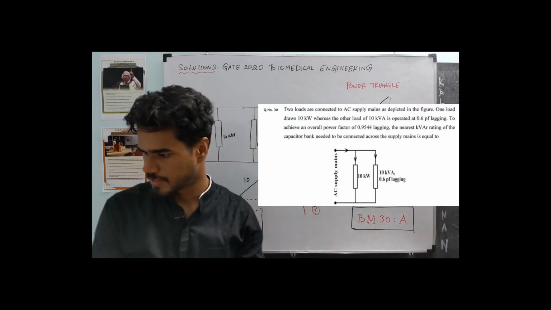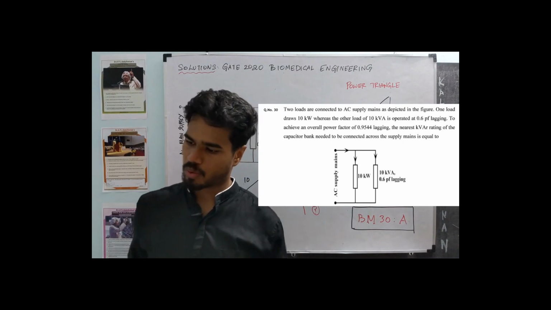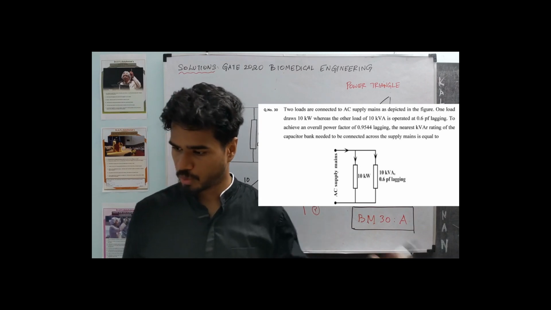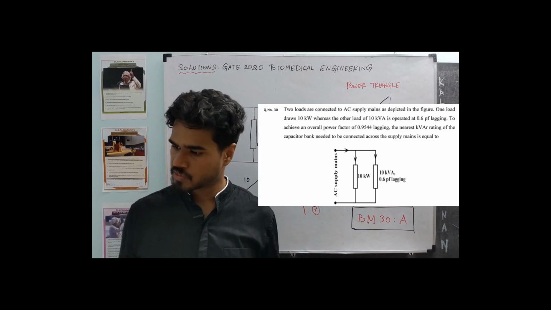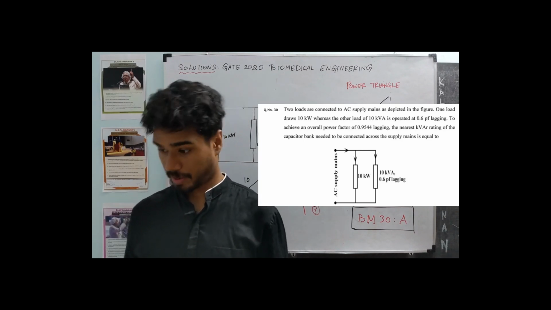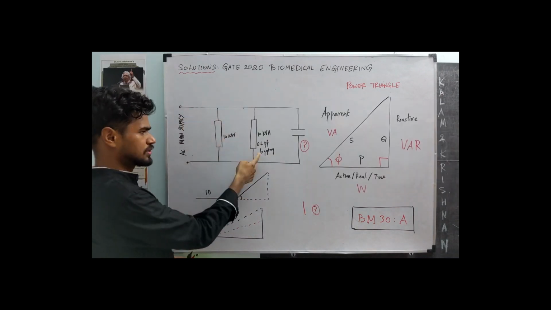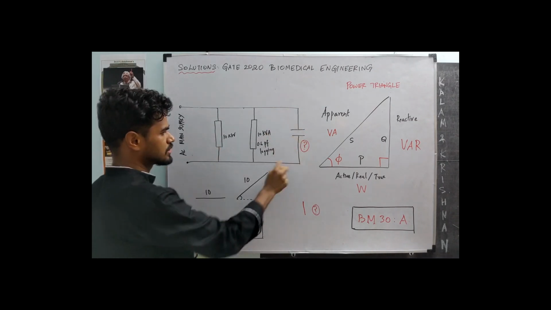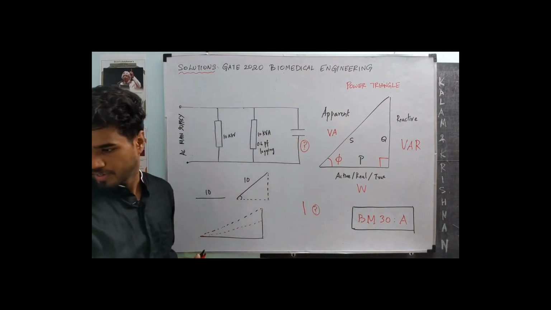Two loads are connected to AC supply mains as depicted in the figure. One load draws 10 kilowatts, whereas the other load of 10 kilovolt ampere is operated at 0.6 power factor lagging. To achieve an overall power factor of 0.9544 lagging, the nearest kVAR rating of the capacitor bank needed to be connected across the supply mains is equal to. So we have an AC supply, there are two loads, and we want to add a capacitor so that we end up with an overall power factor of 0.9544.